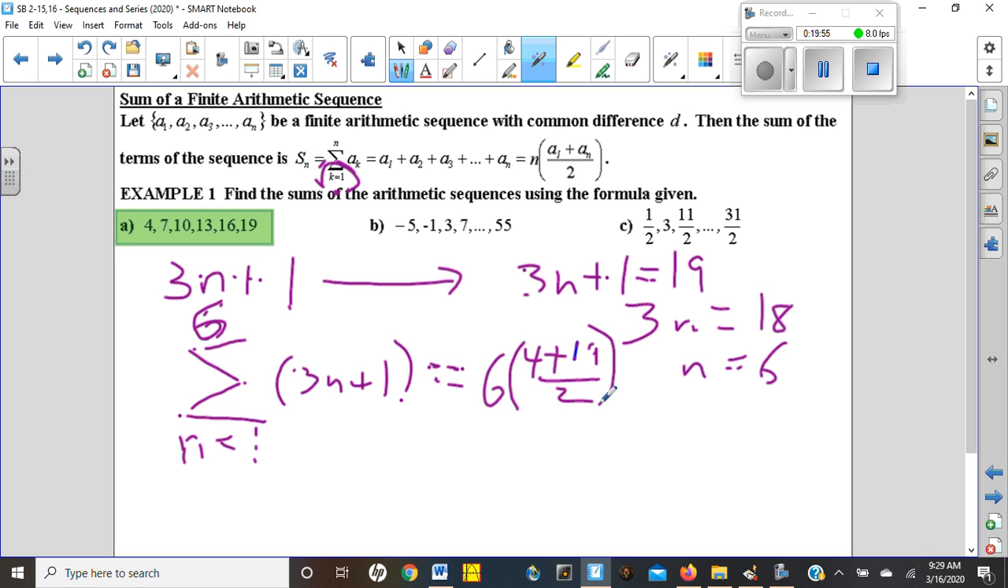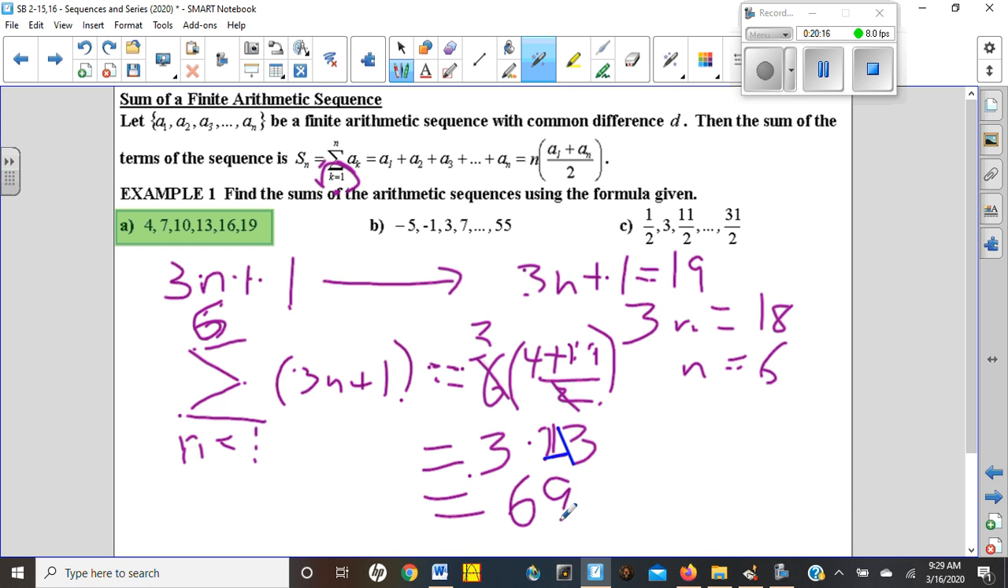And we could simplify this a little bit. 2 goes into 6 3 times. So we're really just doing 3 times 4 plus 19, which is 23. So 3 times 23 is what we're doing. 3 times 23 is 69.